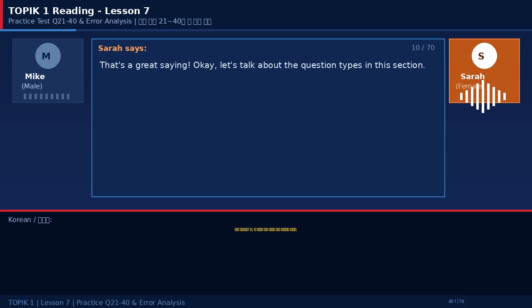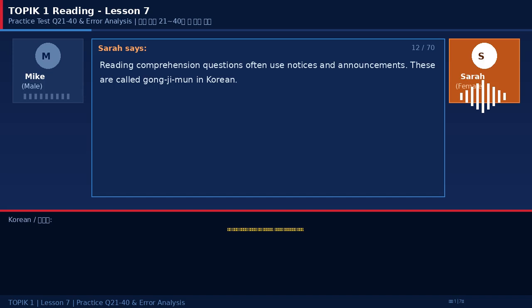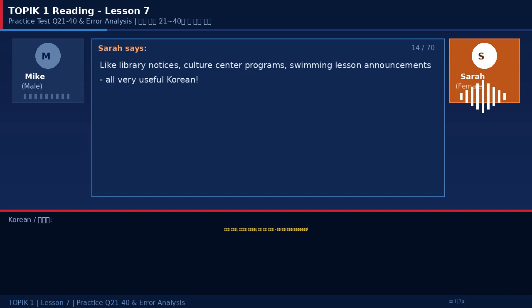That's a great saying. Okay, let's talk about the question types in this section. The main question types are fill in the blank, reading comprehension, sentence ordering, and image matching. Reading comprehension questions often use notices and announcements. These are called gongjimun in Korean. Gongjimun. These are very practical texts you see in everyday Korean life. Like library notices, culture center programs, swimming lesson announcements, all very useful Korean.